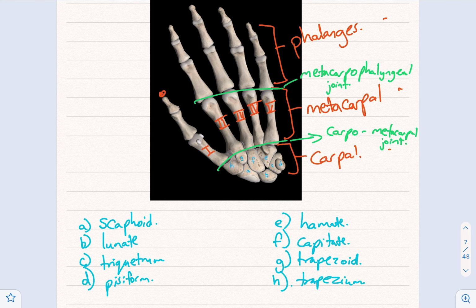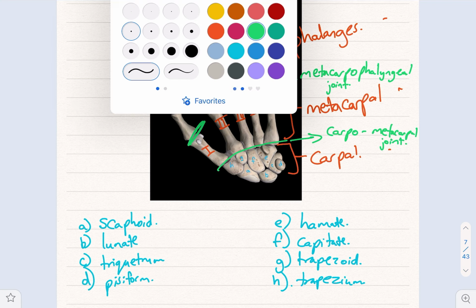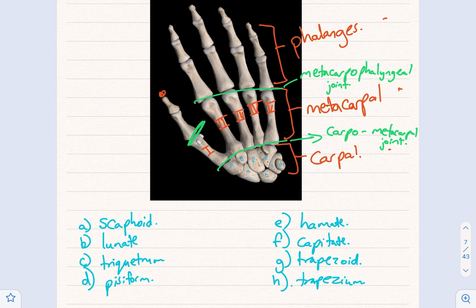So that's basically dividing up how that's going to go. And also there as well, the metacarpophalangeal joint. And there's the thumb. Then you've got the phalanges. You've got joints here, and joints there.